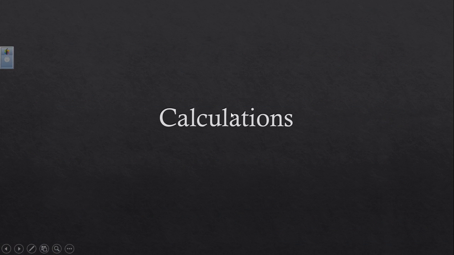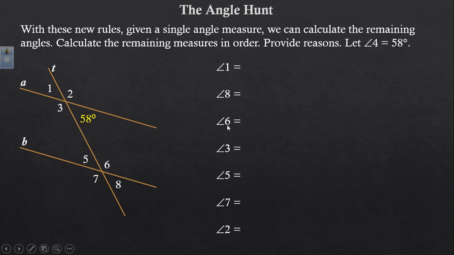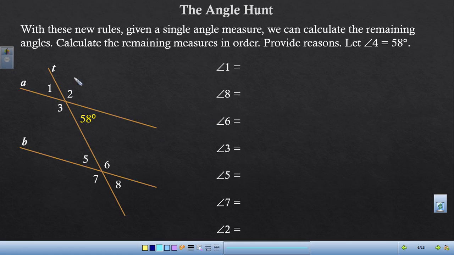On the final unit test, the angle hunt probably isn't going to be on it, but it is on the mid-chapter test. It's fairly easy though. We're just taking angle 4 here to be 58 degrees, and then we're going to proceed through the angles: 1 to 8, 8 to 6, 6 to 3, 3 to 5, 5 to 7, 7 to 2. So we're just going one to the other, starting with 58 to angle 1. Well, 58 to angle 1 is a vertical angles theorem, and so they're congruent. So 58 by the vertical angles theorem.